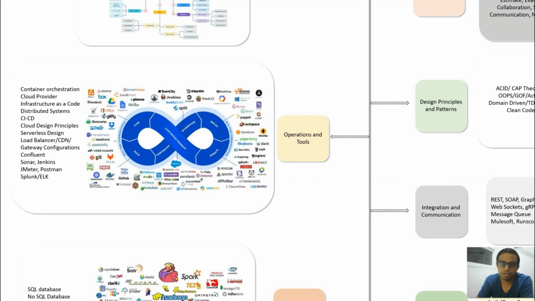CI/CD configuration basics on how it is configured, cloud design principles. There are specific principles which are associated with cloud architecture. We have serverless design, load balancer, CDN, and gateway configuration, how it is getting configured. Confluent, Sonar, Jenkins, JMeter, Postman, Splunk, and ELK are certain other tools which you should be aware of.